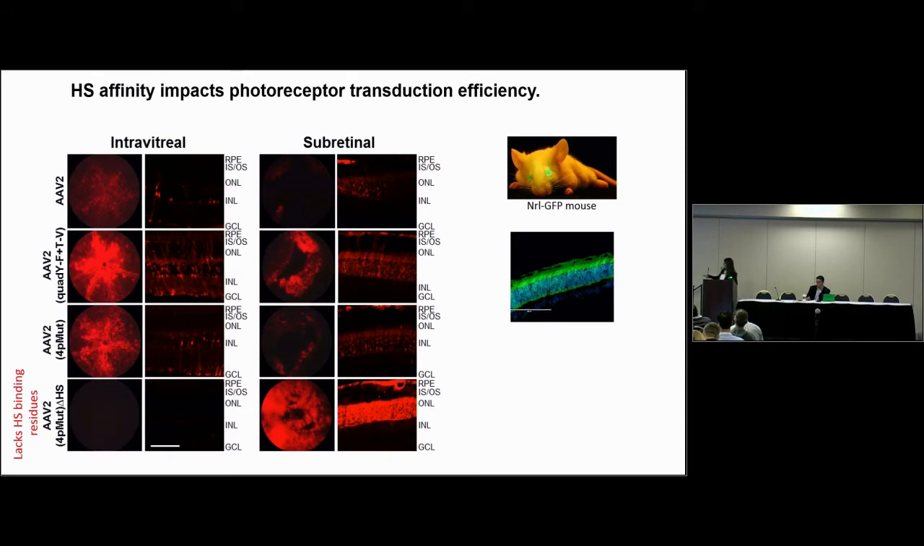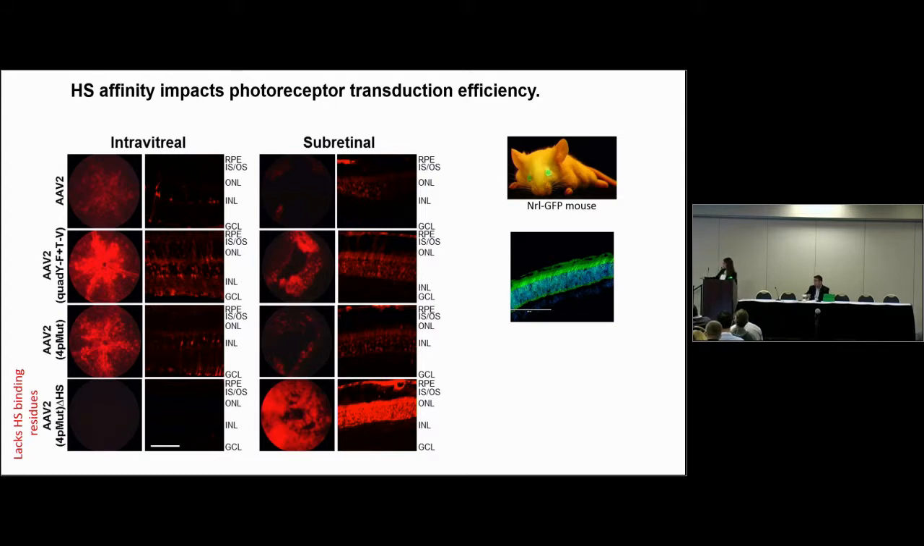So then we looked at those variants, and in this experiment we included a variant that is completely deheparinated. So its canonical heparin binding residues have been mutated, and we tested them following either intravitreal or subretinal injection in mouse. And we confirmed our hypothesis that heparin binding was required for transduction of the retina via the vitreous, because that deheparinated mutant does nothing when you put it in the vitreous.